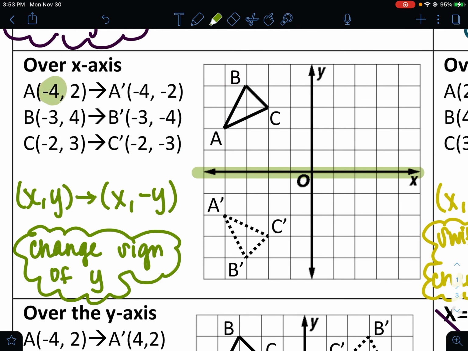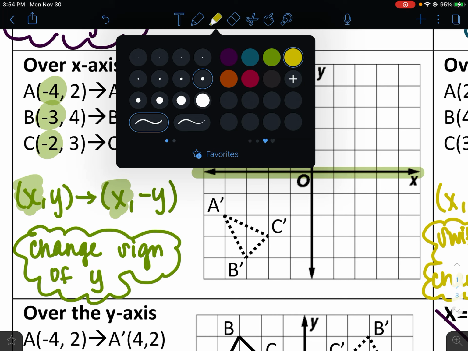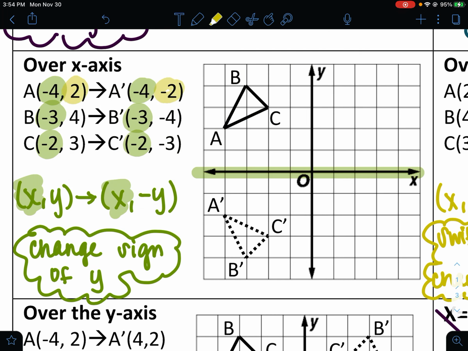All right, so here we have a 4 for A and a -4 for A prime, -3 for B, -3 for B prime. I meant to say -4 for A, sorry. -2 for C, -2 for C prime. So as you can see, the x's stay the same. Nothing happens. And then we have 2 and -2, 4, -4, 3, -3. Those are all the y values.